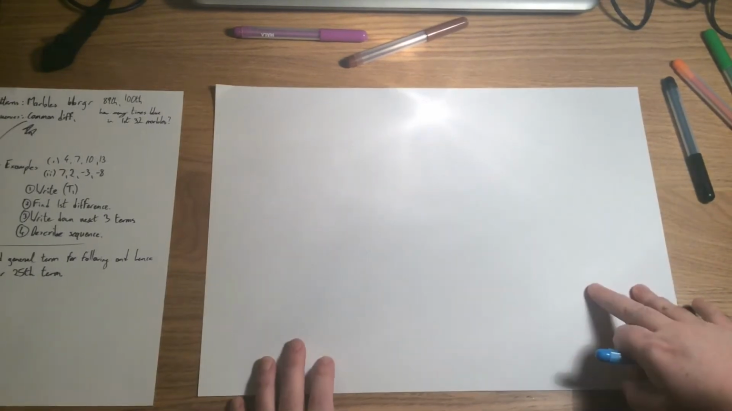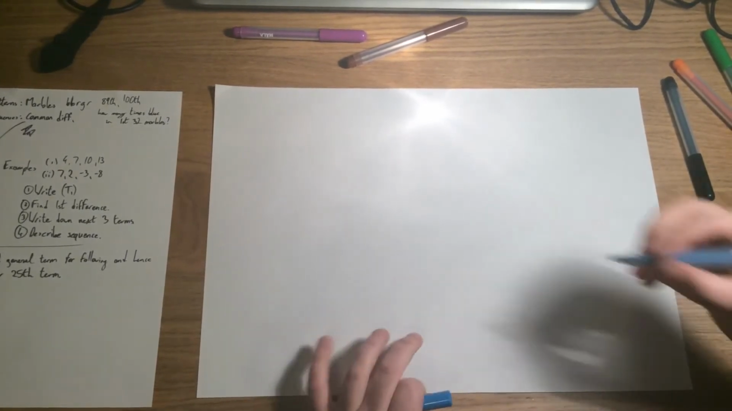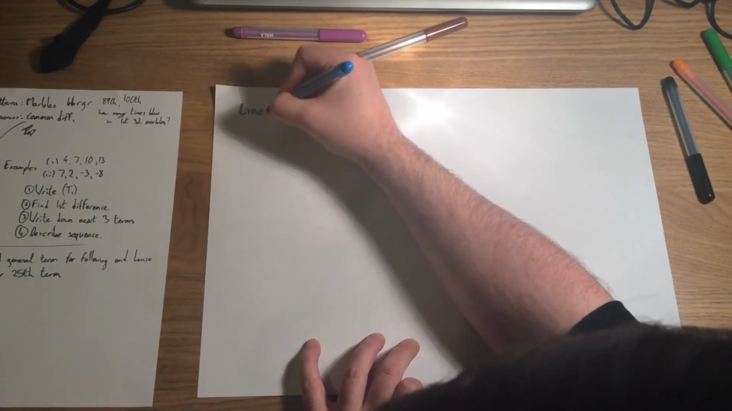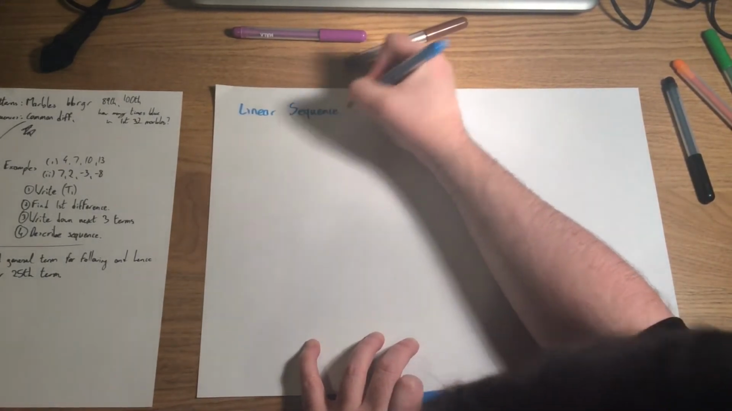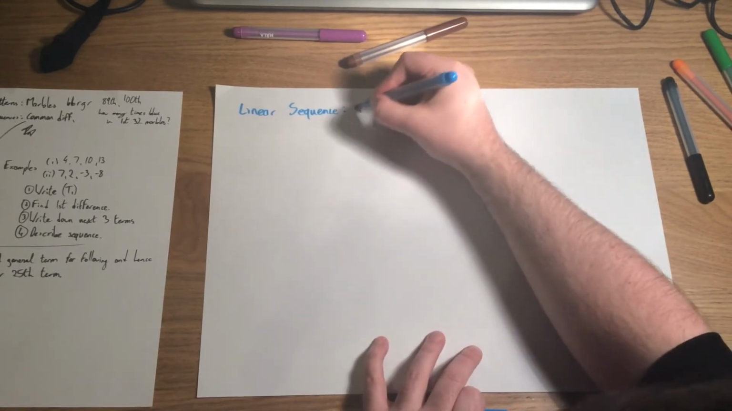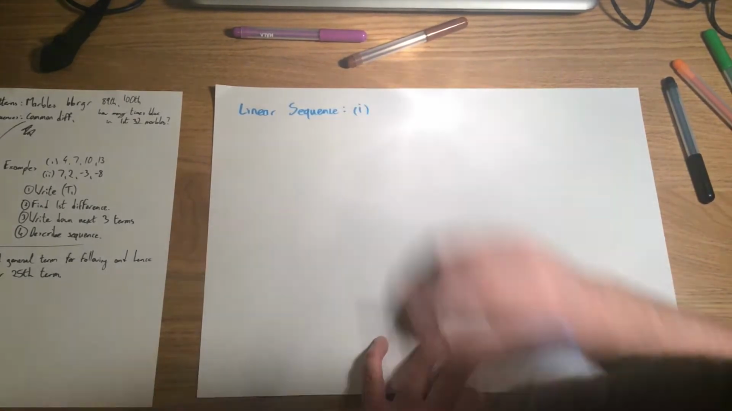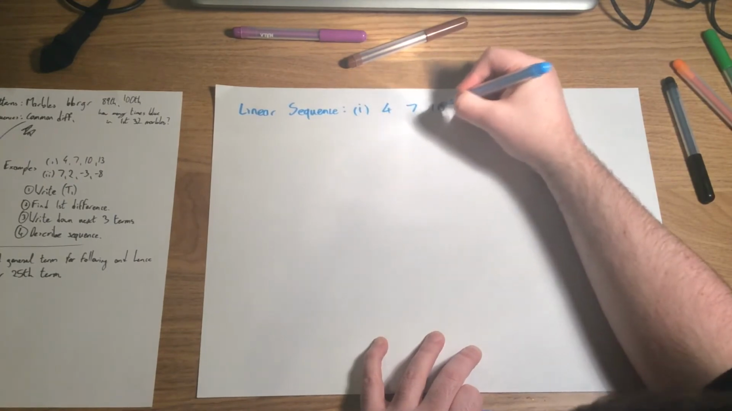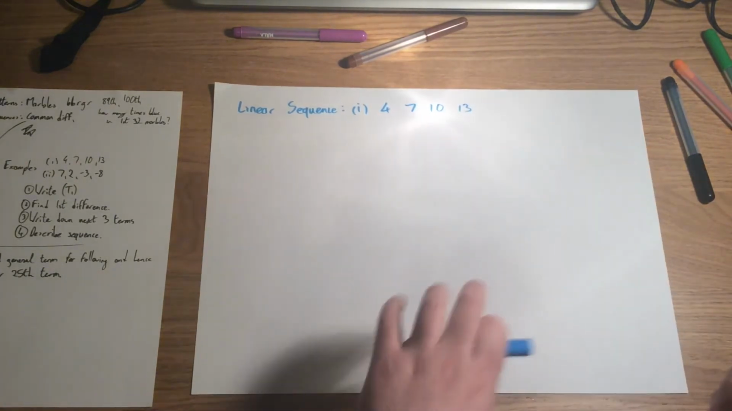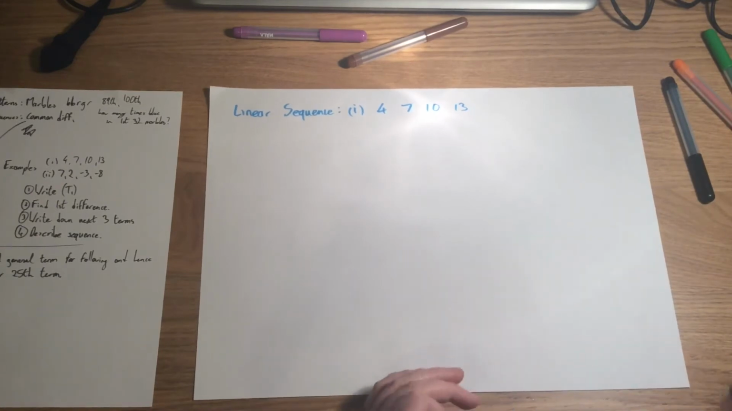Okay? We've looked at linear patterns. Now we're going to look at a linear sequence. So we're going to use this example here. If I said that this was a pattern or a sequence, 4, 7, 10, 13, and I asked you to identify what the next one would be, I'll give you a couple of seconds to think about it.